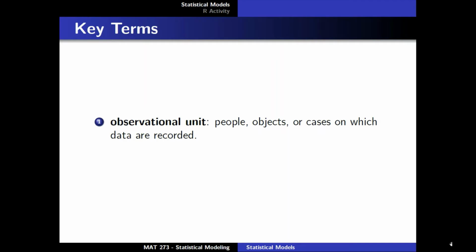So, some key terms regarding statistical models to start. We'll define what an observational unit is. We define this as being people, objects, or cases on which data are recorded. In the previous example, talking about emails, the email was the observational unit because we were measuring characteristics about it to estimate if it was spam or not.